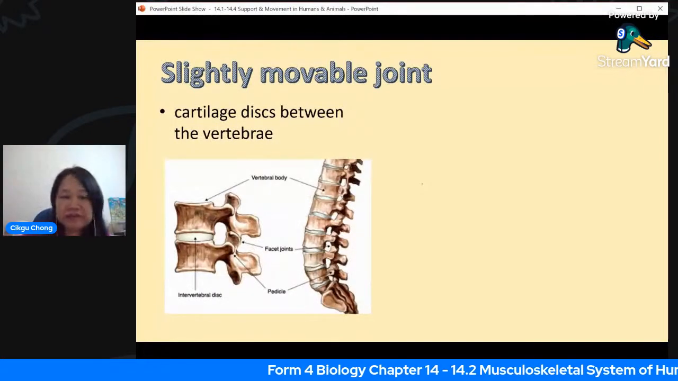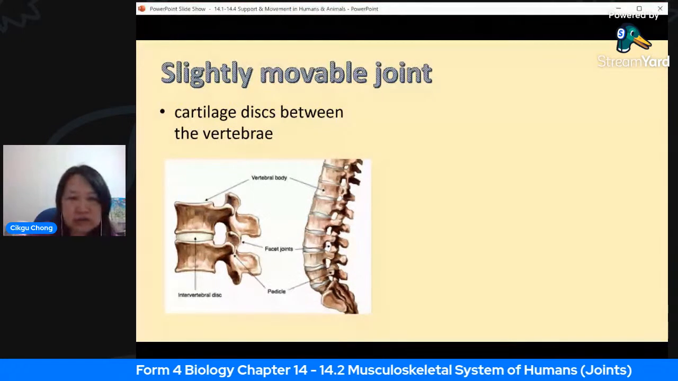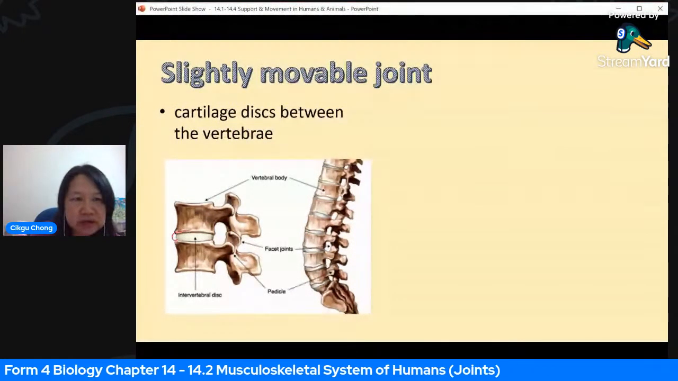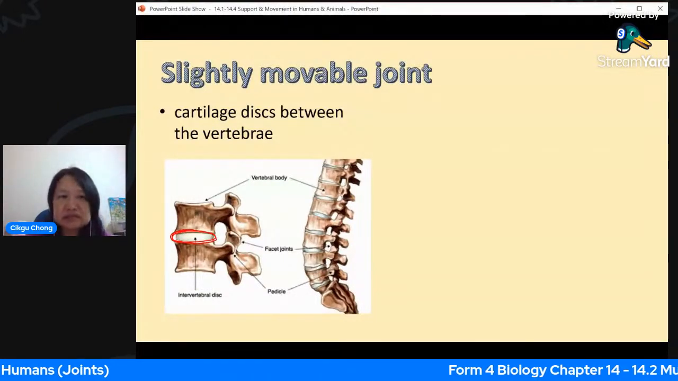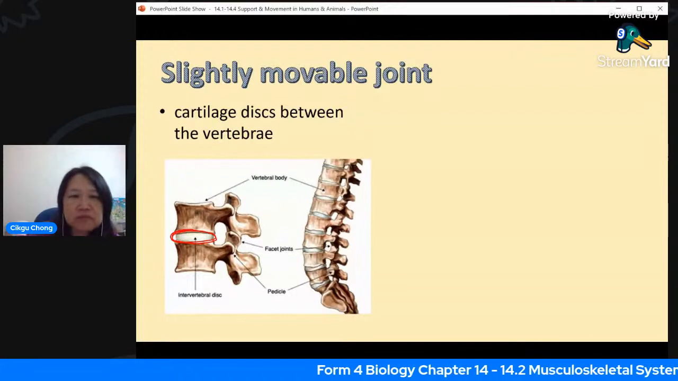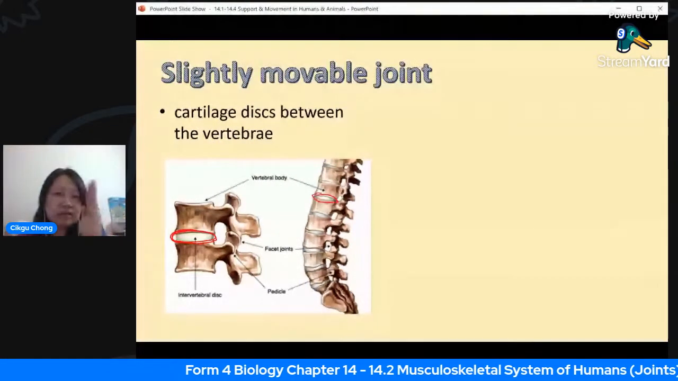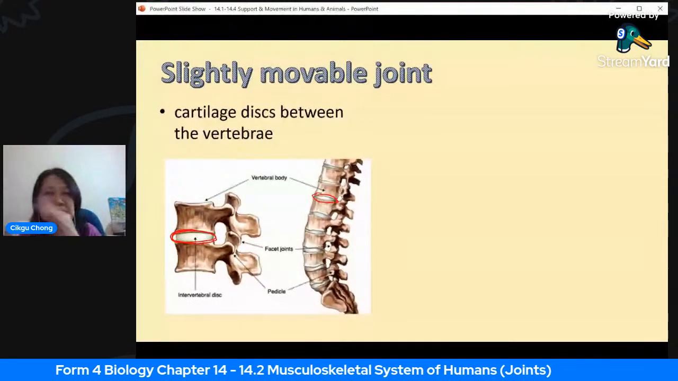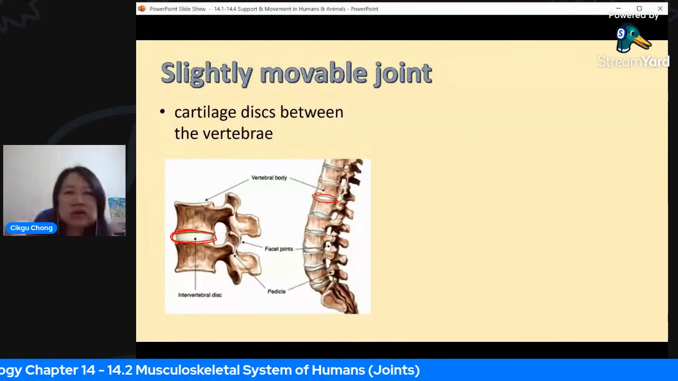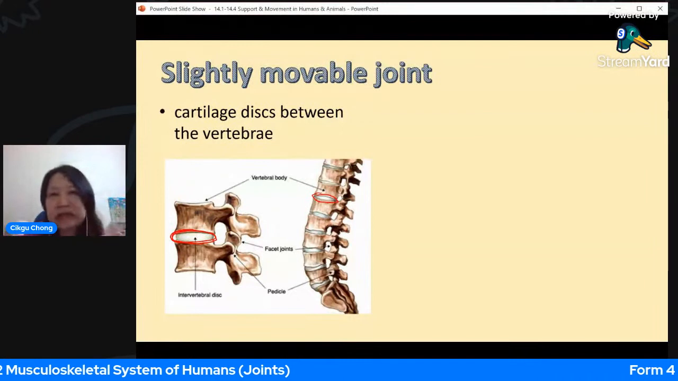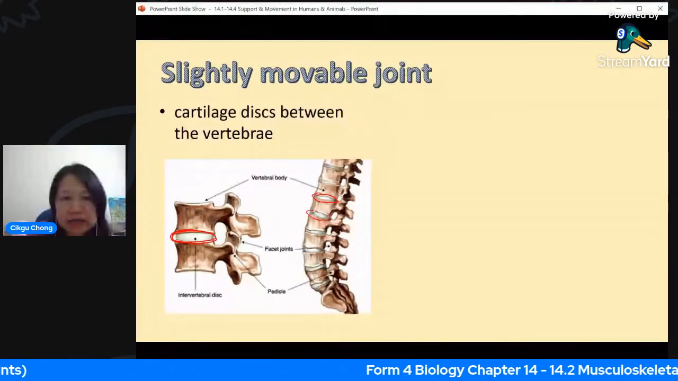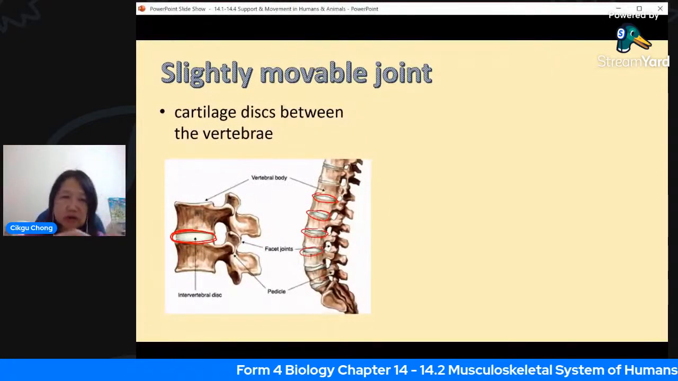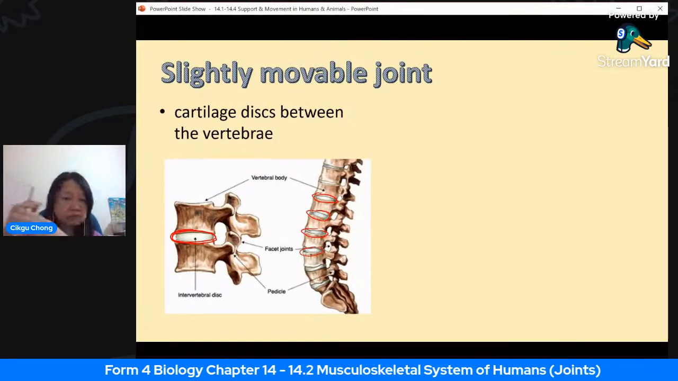You see the white part here? I'm going to use my pen. You see this part here? That is actually a cartilage. This is called the intervertebral disc. And that affords a little bit of movement, like you're able to bend forward or backwards. So that gives you a slight mobility. This is the cartilage disc between the vertebrae, in between the bones, remember your cervical, thoracic, lumbar.